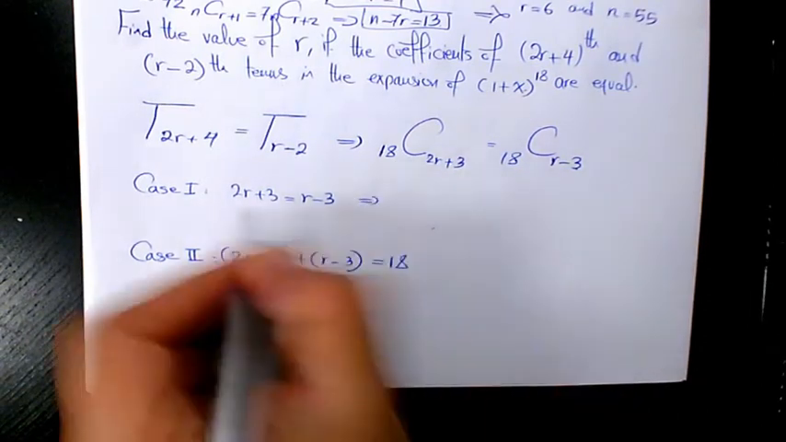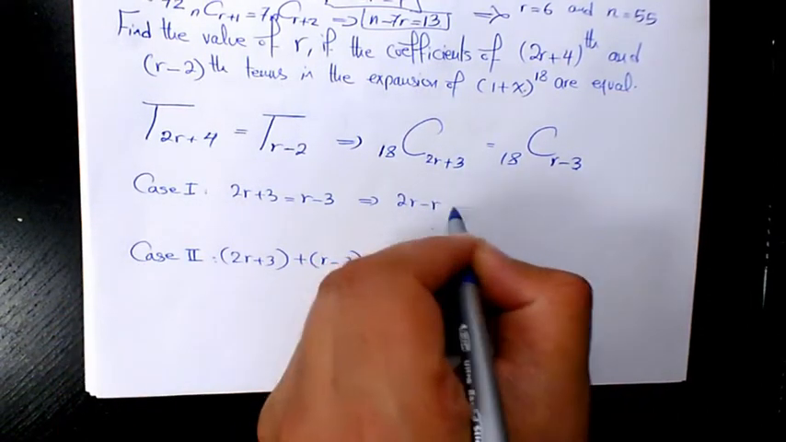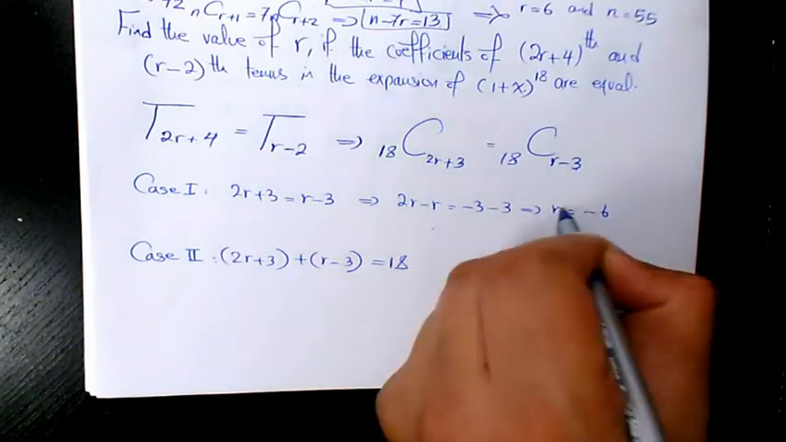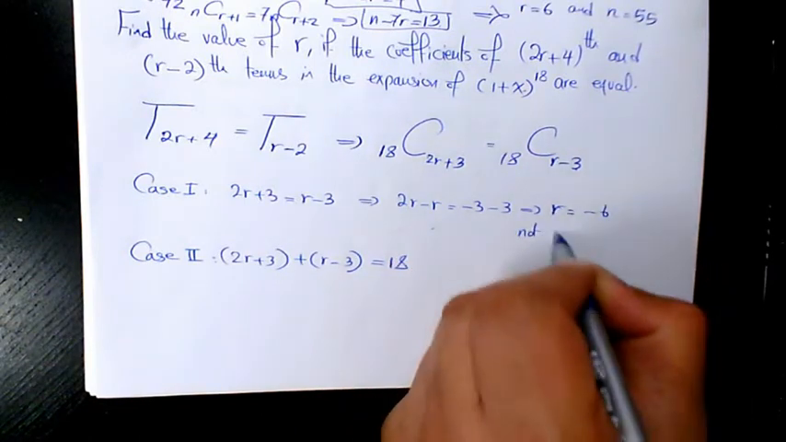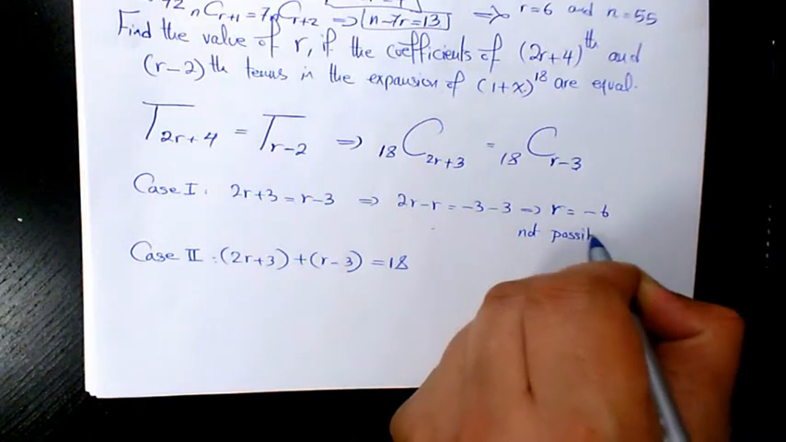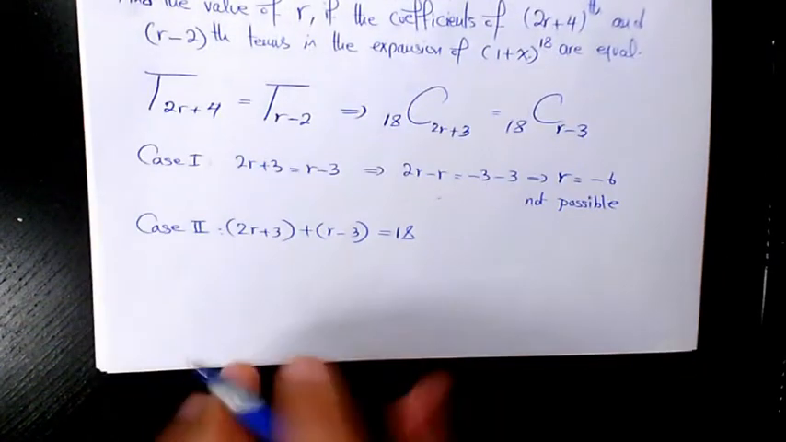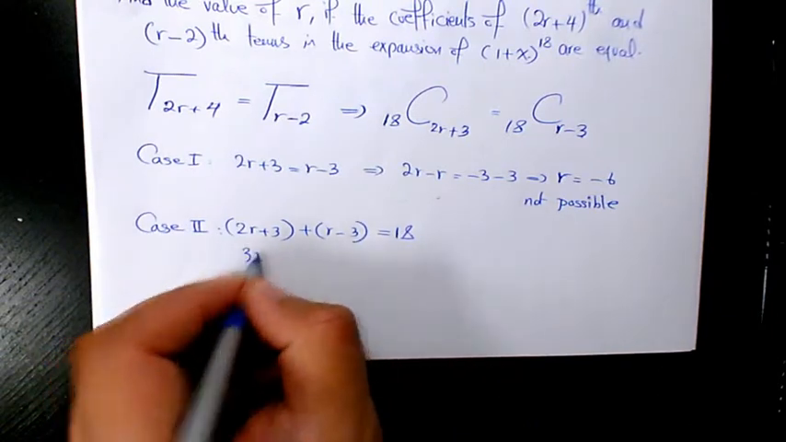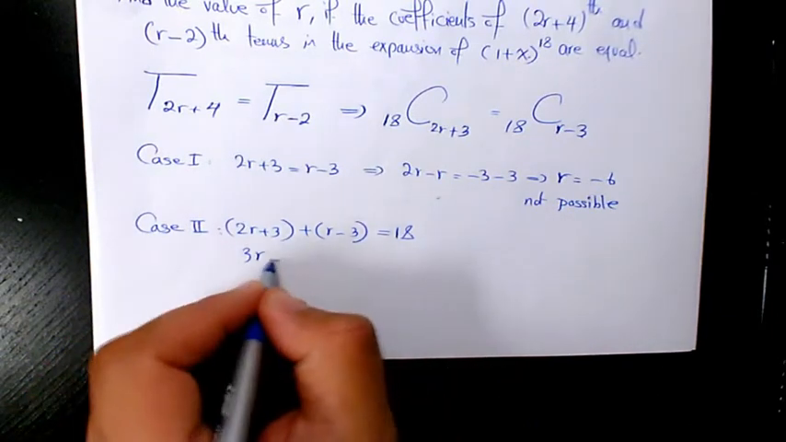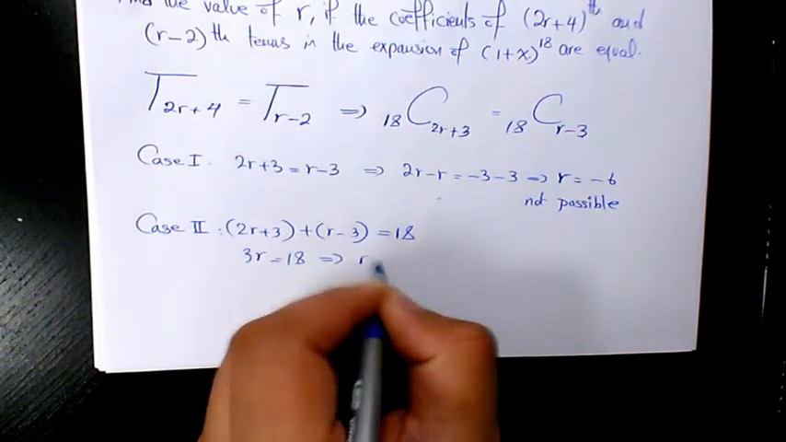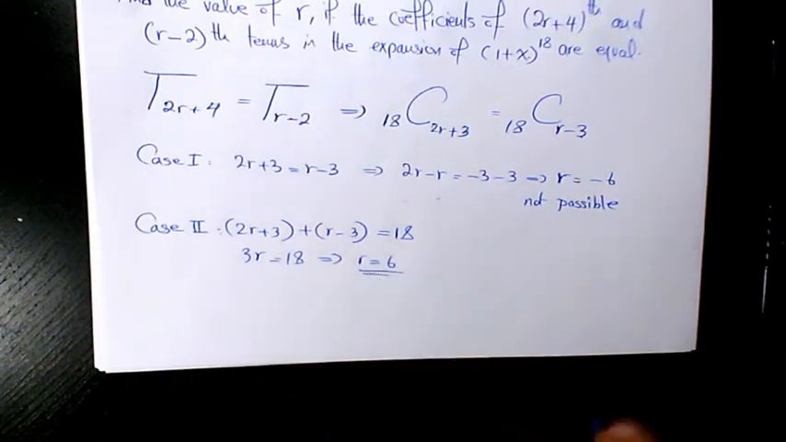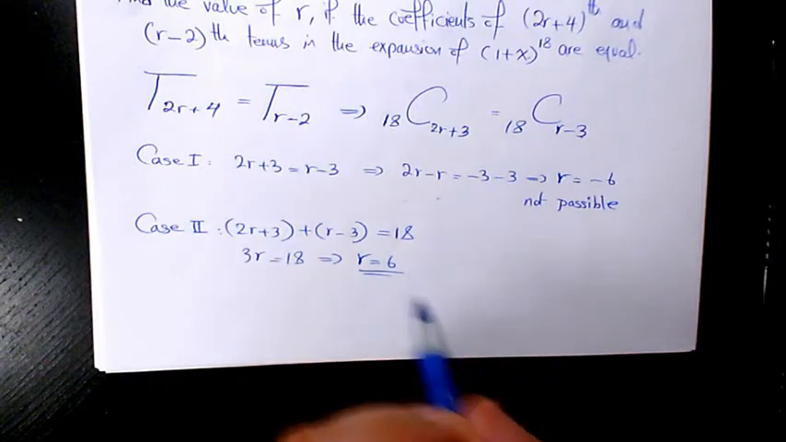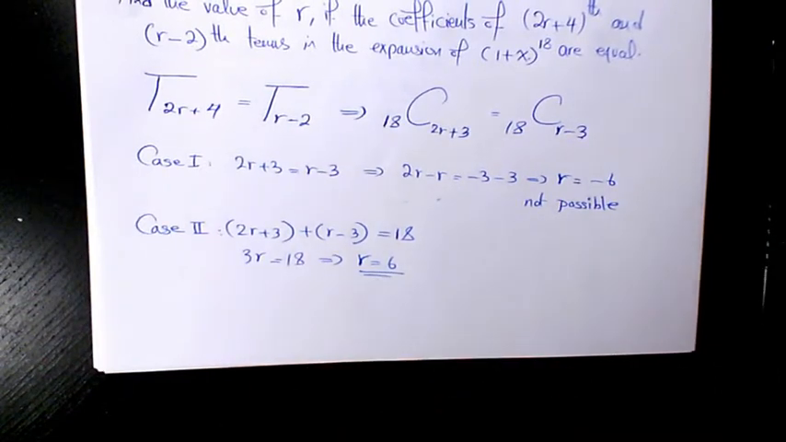So let's look at the first one. It's going to be 2r minus r equals negative 3 minus 6. So r equals negative 6. That's not possible. So we need to look for the second option. 2r plus 3 plus r minus 3 equals 18. So it's going to be 3r. 3 minus 3 is going to be 0. So it's going to be 18. So r will be 6. So r is 6. That's the final answer.